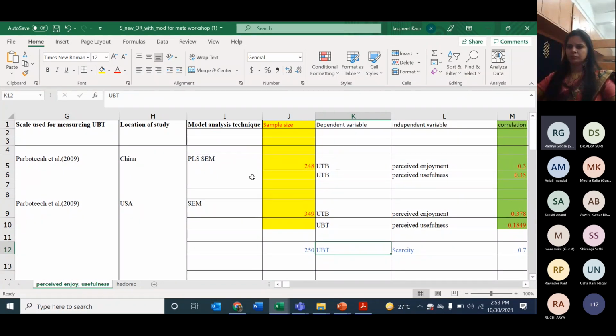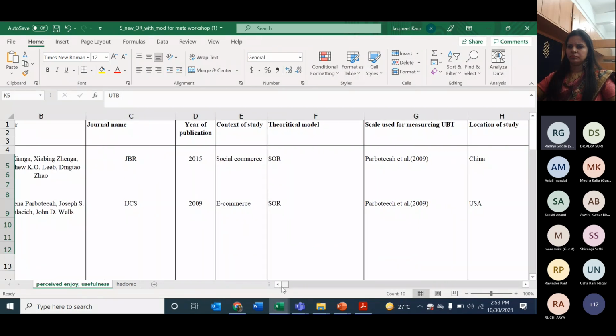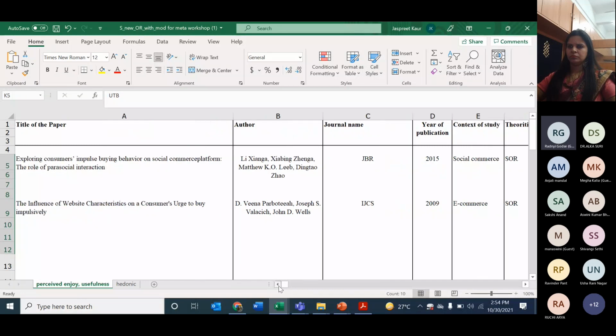Now, once we have written down the relationship, we know the dependent variable and independent variable. Because we were studying the urge to buy, factors affecting urge to buy, we write the correlation of all those factors, scarcity, perceived enjoyment, etc. And we do this for all 40. So this sheet that you see over here will be made for all 40 studies or 60 studies that you have taken into consideration. After you have done this, this is the first step.